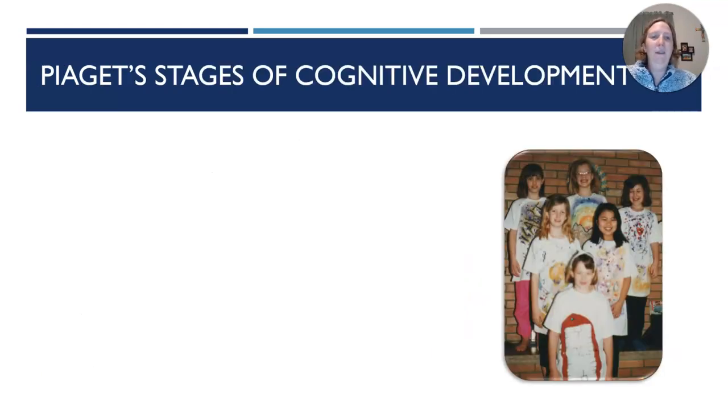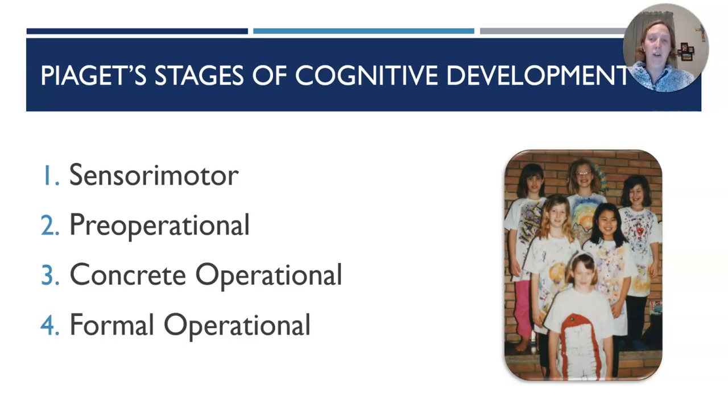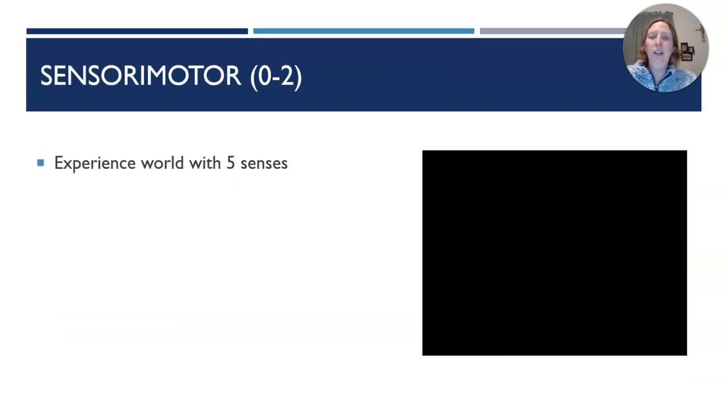Okay, Piaget had 4 stages of development: sensory motor, pre-operational, concrete operational, and formal operational. And we're going to go through each one. Each one pertains to a certain age group and cognitive abilities. In the sensory motor stage, this is the stage that most children are in between 0 and 2 years old, so until about toddler age, where they experience the world mostly with their 5 senses. Things like what they can put in their mouth, what they can grab, what they can smell, what they can touch.